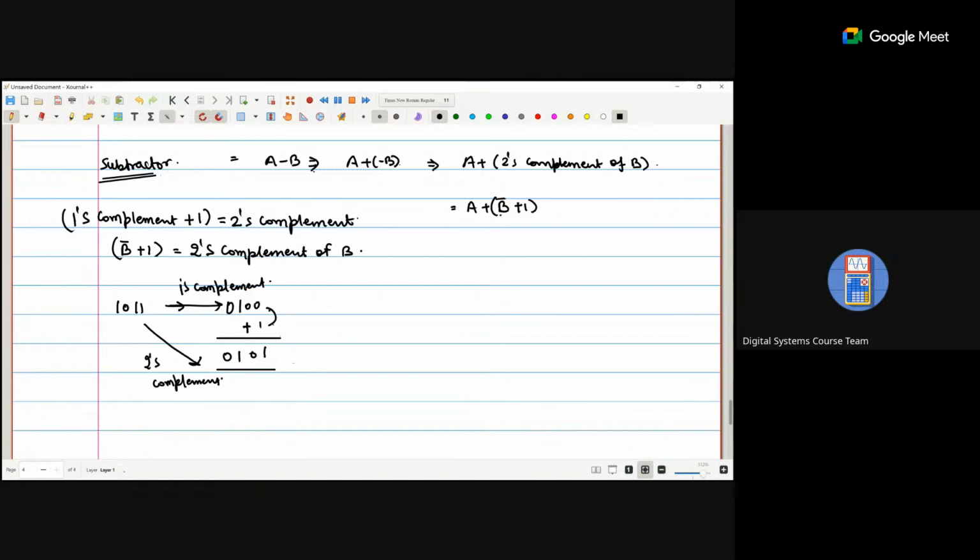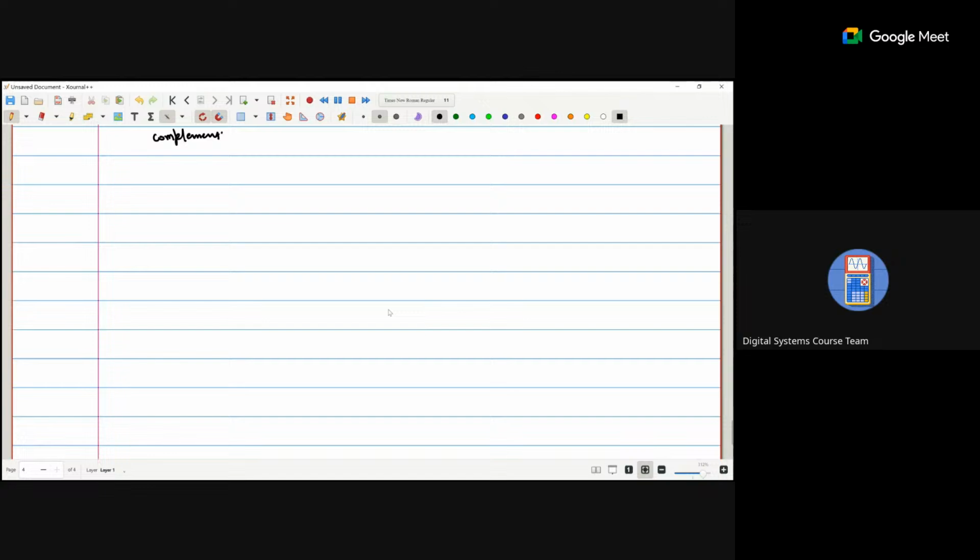Now this is the single bit. Now if we are talking about the 2-bit or 4-bit adder or subtractor, what is the possibility that we can implement a 4-bit adder? So we are taking four stages.